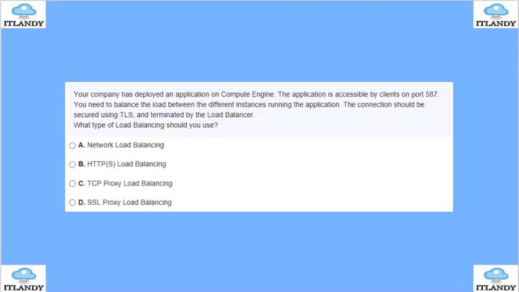Your company has deployed an application on Compute Engine. The application is accessible via port 587. You need to balance the load between the different instances. The connection should use TLS for security. What shall we do here? Network load balancing, HTTP load balancing, SSL or TCP. We're talking about TLS, so the answer is SSL proxy load balancing. Okay, SSL load balancing.